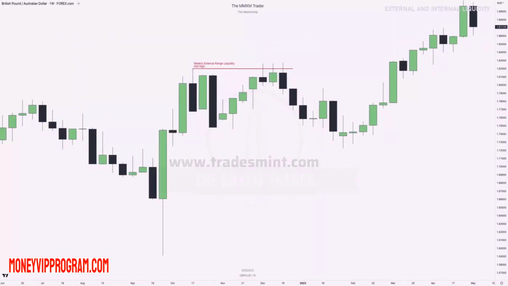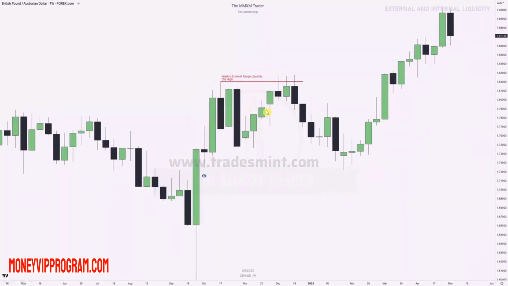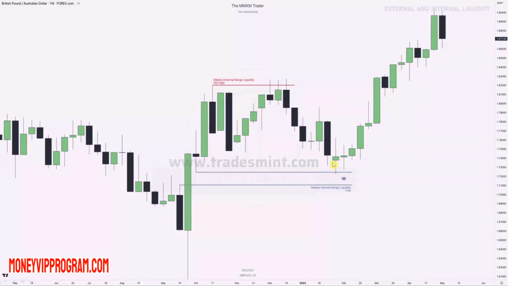All right, we've got a GBP/AUD weekly chart over here. Again, let's look at it from here. Weekly external range liquidity has been taken. Where is your eye drawing to? Do we see any imbalances down here? Nope. Where do we see an imbalance? Right down here. So with that imbalance being present down here, this fair value gap, your eye should immediately go there for the next draw on liquidity. External range has been taken, so what are we going to look for next? Internal range. Weekly internal range liquidity over here. And it draws in there perfectly.